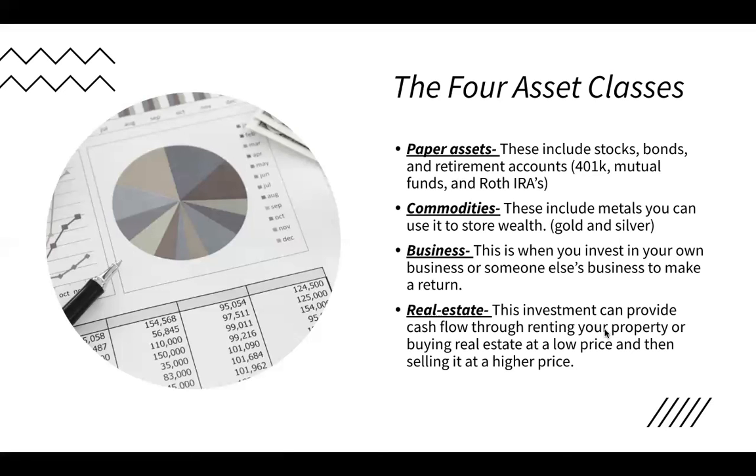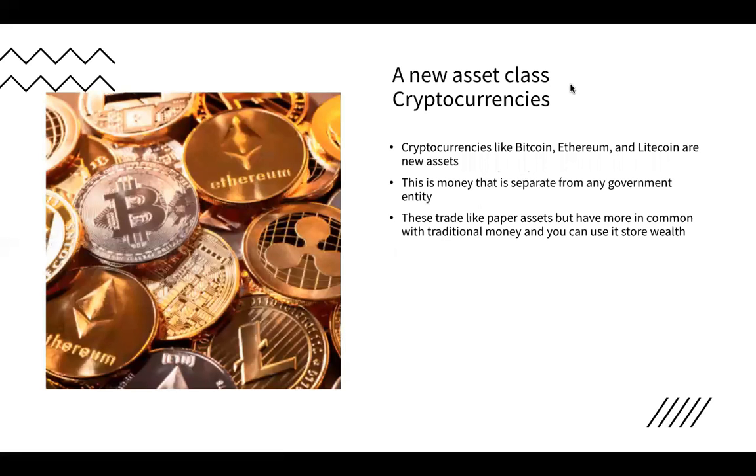So I know that in the header here, I put that there are 4 different asset classes, but there is actually a new asset class that just came around, and that is cryptocurrency. So as of now, there are 5 different asset classes, the 4 that I introduced to you guys before, and now this one, which is cryptocurrency.